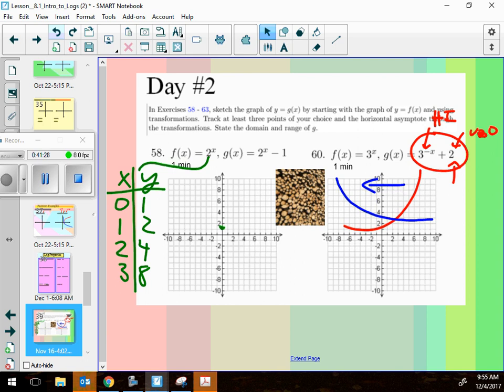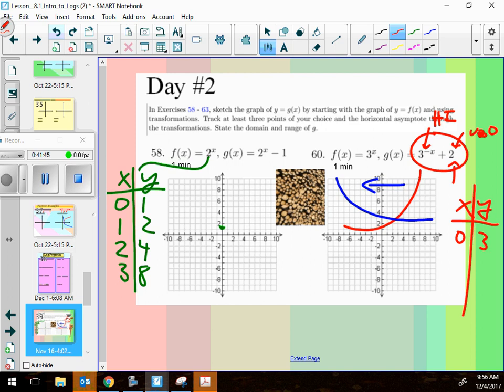But what did I tell you can solve everything? XY chart. If I need some exact points, I'm going to stick in numbers and see what happens. I'll put in an x of 0, and I get 3 to the 0, which would be 1, plus 2 is 3. I'd put in a 1. 3 to the negative 1 is 1/3. 2 plus 1/3 is 2 1/3. And then I'd actually graph those points, and you'd find out it's pretty darn close to that blue one.